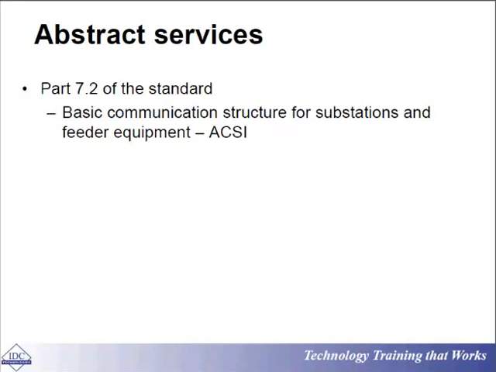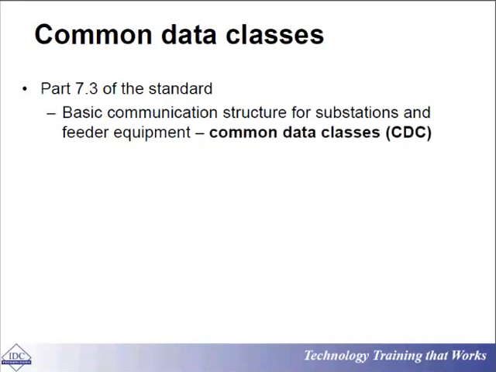And again, we have got different types of abstract services. Some part of that, which is the subject of part 7.3, goes with common data classes. So you are saying that not all the data is considered the same. You have got different classes for the data. This is what we call the CDC, or common data class.